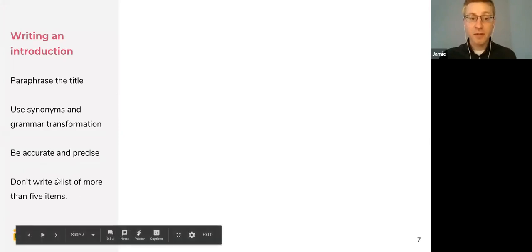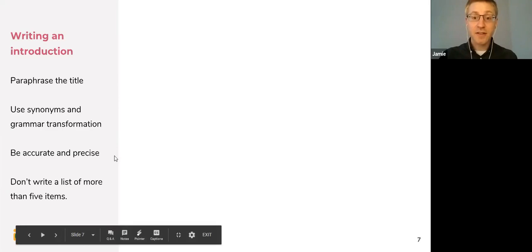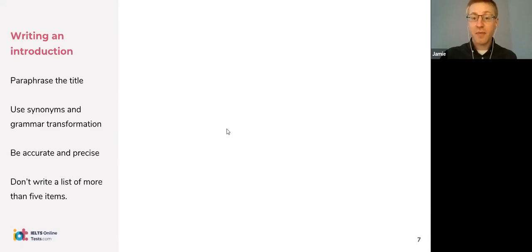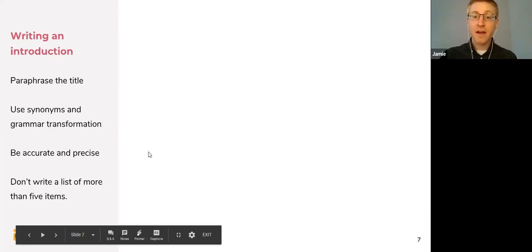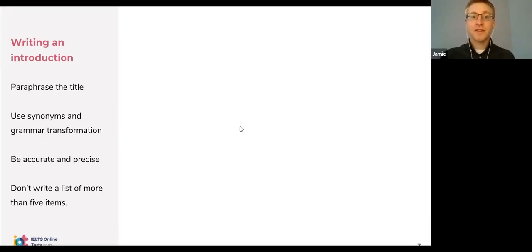Some of the charts and tables have a lot of data. They cover a lot of different information. You don't want to simply list all of the different categories that might be covered. I would suggest writing a list of no more than 5. Up to 5 is probably okay, but beyond that, you'll need to summarize or categorize further. So let's attempt to paraphrase this chart's title.